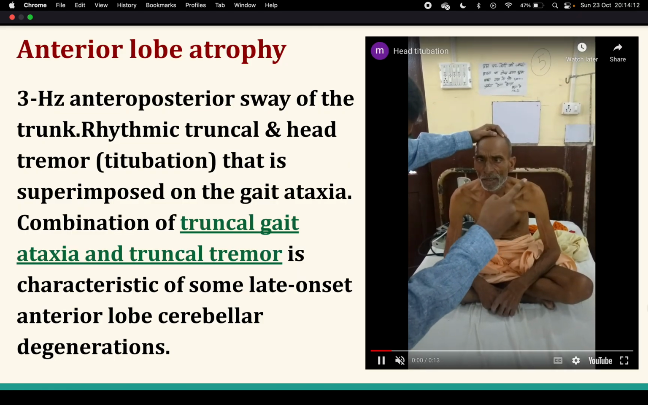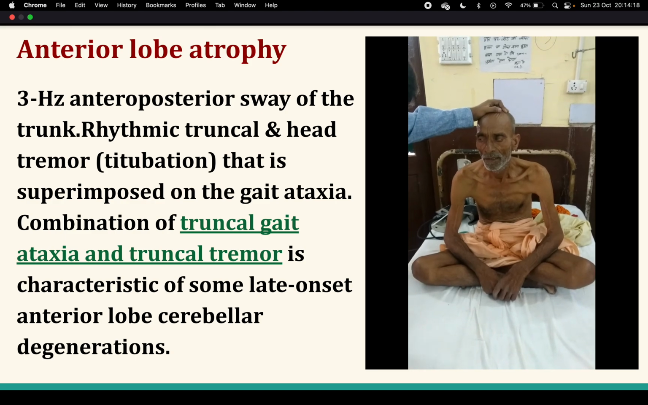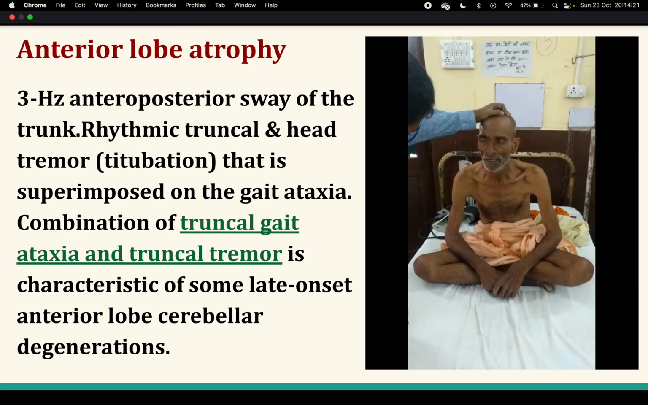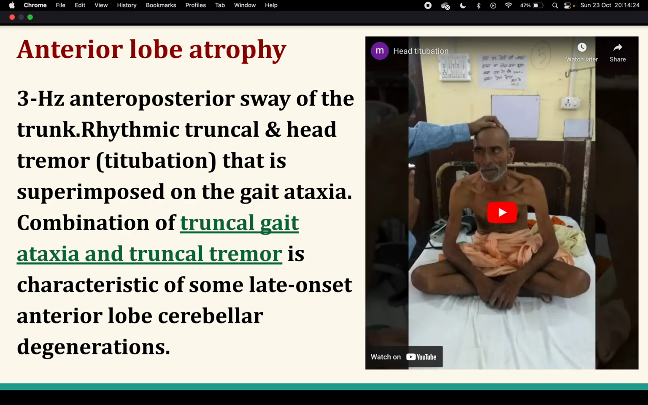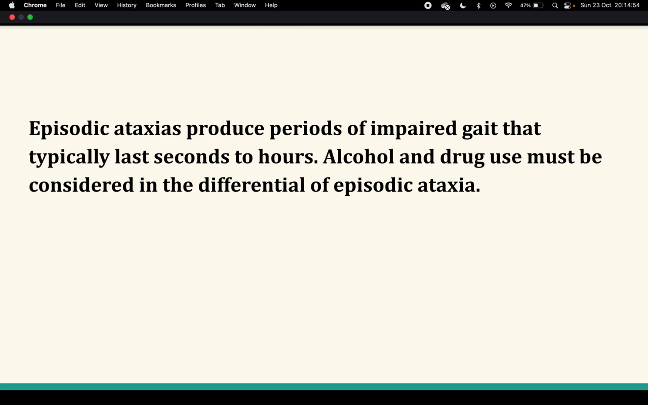Okay. Now, if there is lesion in the anterior lobe of cerebellum, there is sway of the trunk and also there is titubation that is superimposed on the gait ataxia. So the truncal gait ataxia along with truncal tremor is characteristic of some late onset anterior lobe cerebellar lesions, exacerbated by the rapid postural adjustments needed to change the direction, turn a corner, or avoid obstacles, and when stopping or starting to walk. Minor support such as holding arm during walking, visual compensation reduces the sway in the cerebellar ataxia, and eye closure may heighten the anxiety about falling and increase body sway, but not to the extent that is observed in the sensory ataxia.